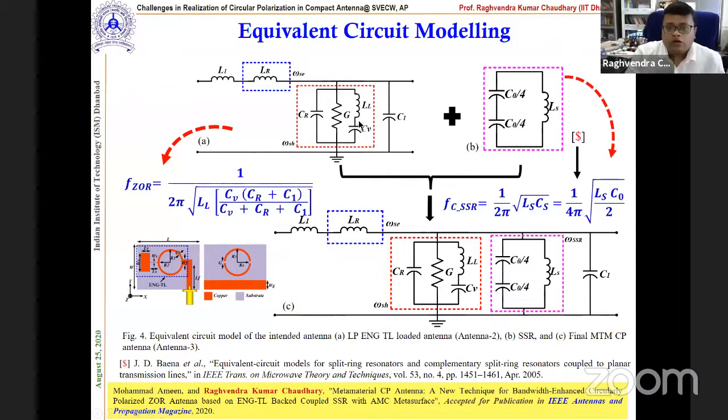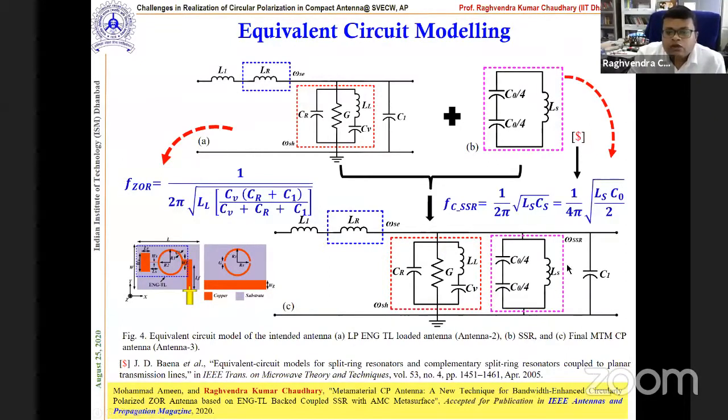So we put it as CV capacitance and CR. In this way, you can find there is no CL. That is why we are claiming that this is an ENG, a negative transmission line. For this structure, we already have the formula derived. This paper nicely derived the ZOR formula. Now we club these two, and after clubbing, you get a complete equivalent circuit.